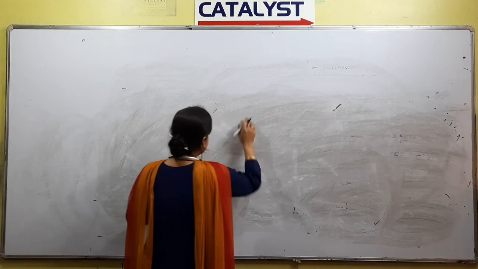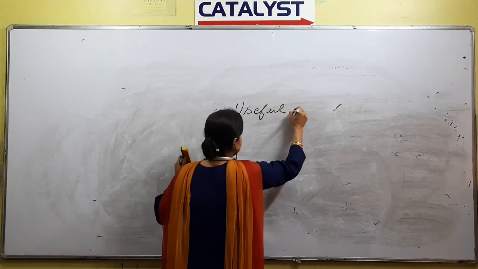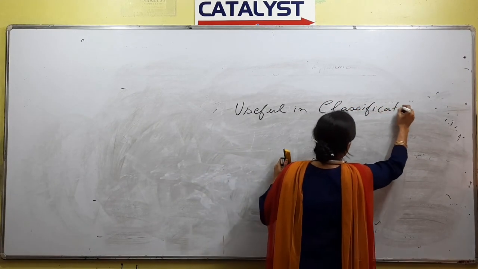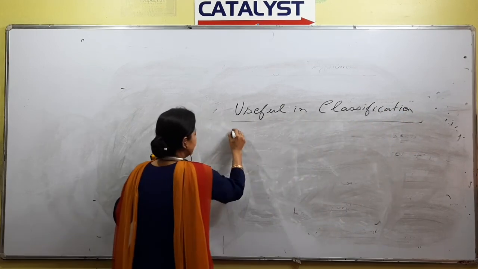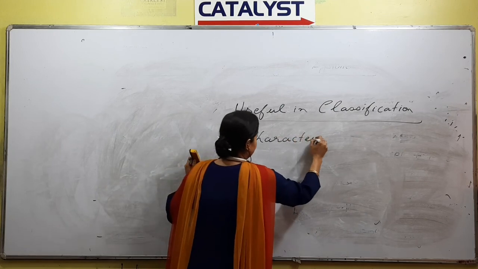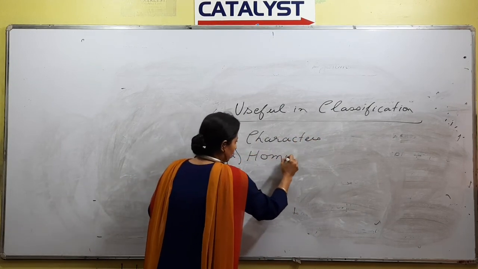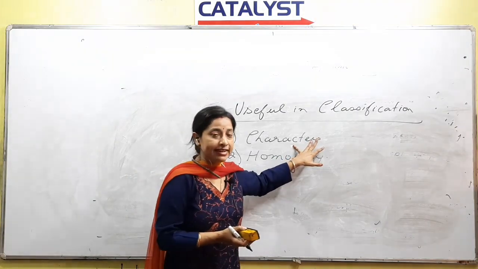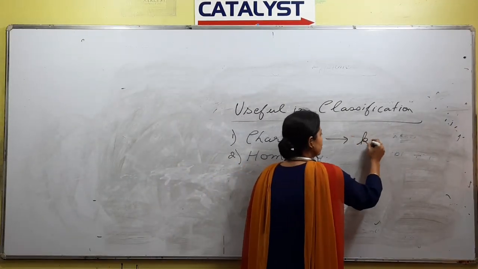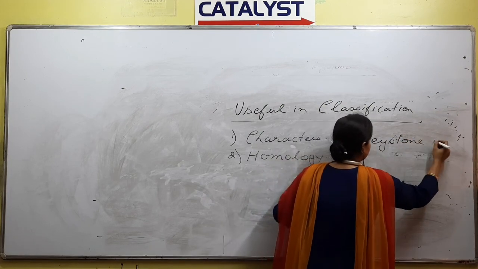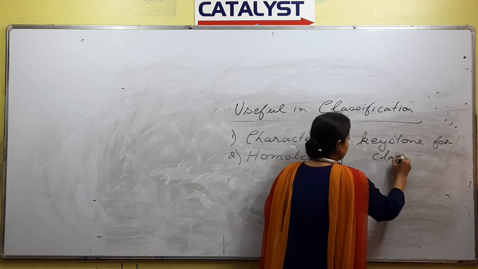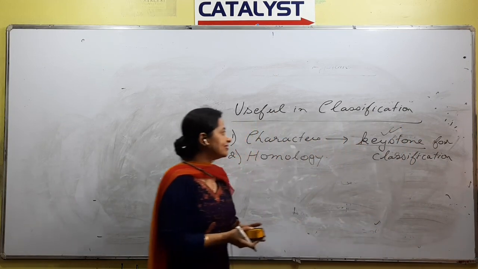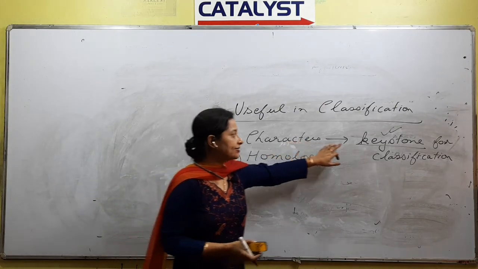Next, we have to talk about what is useful in classification. What helps us when we have to classify? First is characters, and second is a word called homology, right? To classify anything, we need to know about the characters of the organism. So characters are supposed to be the keystone for classification, right? Remember the word keystone, right? Characters are the keystone of classification.